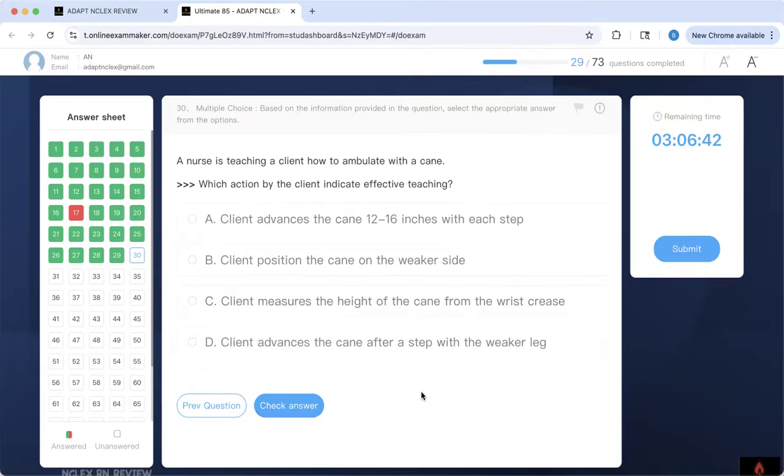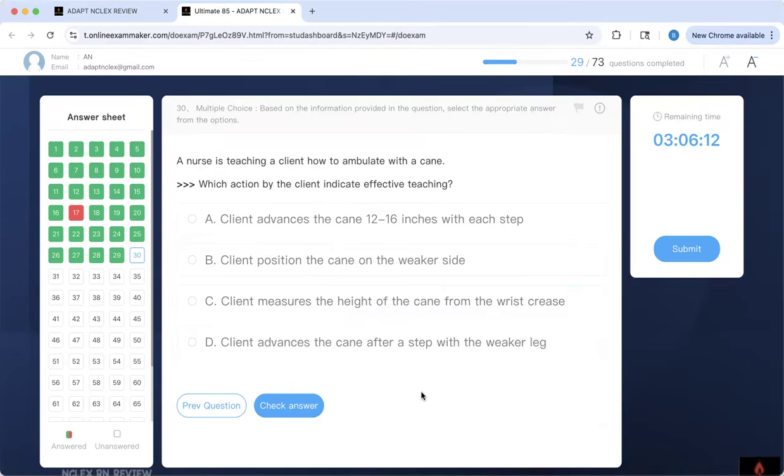And then the nurse is teaching a client how to ambulate with the cane. Which action by the client indicates ineffective teaching? Fundamentals, assistive device. How do you work with the cane? Use the principle. What is the patient doing? The client advanced the cane 12 to 16 inches with each step. Client positioned the cane on the weaker side. Client measured the height of the cane from the wrist crease. Client advanced the cane after a step with the weaker leg.